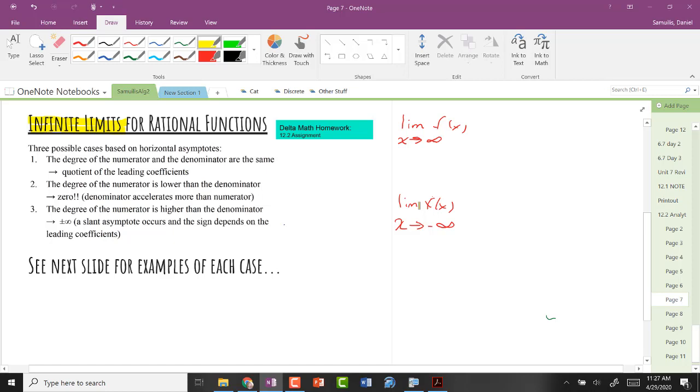There's rules. So we did rules for infinite limits of polynomial functions, like 3x to the 4th minus 5x squared, that was the function we were using. Or say we have 5x to the 3rd minus 2x squared plus 1. So this is end behavior.